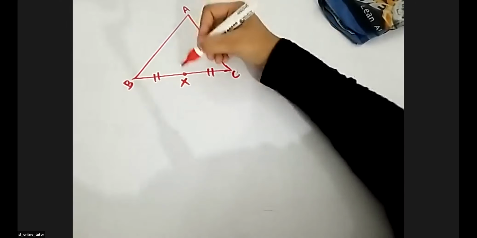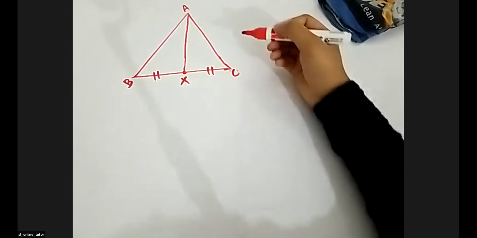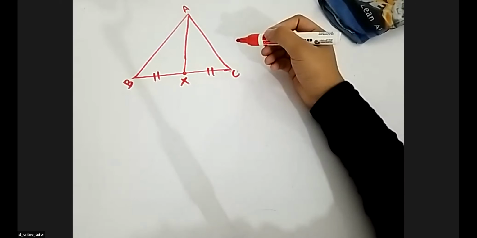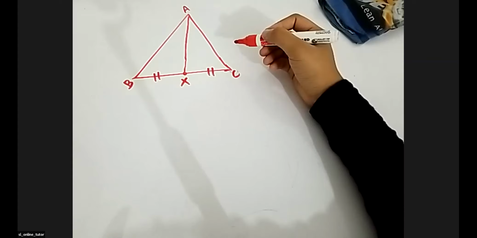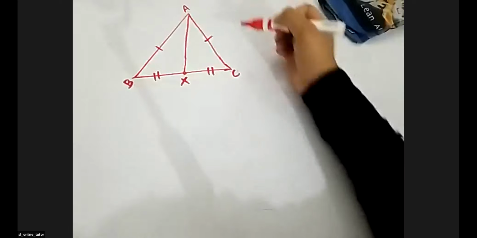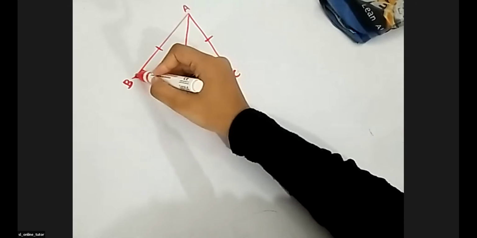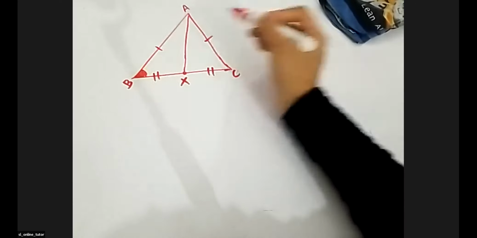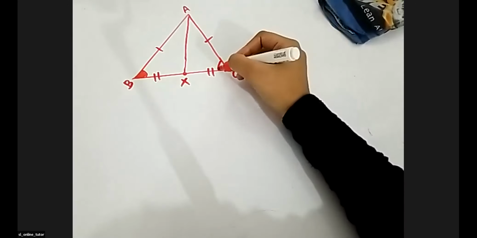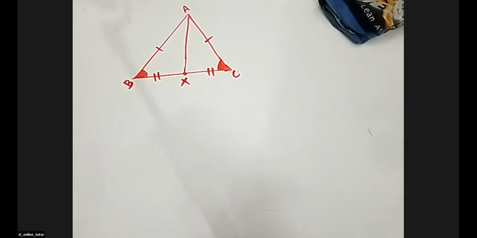AX is joined. Also, AB is equal to AC. Prove that angle ABC, this one, I'll color, that means you have to show that it's not data. Prove that ABC equal to ACB. Okay, what are the two triangles we have to consider here?